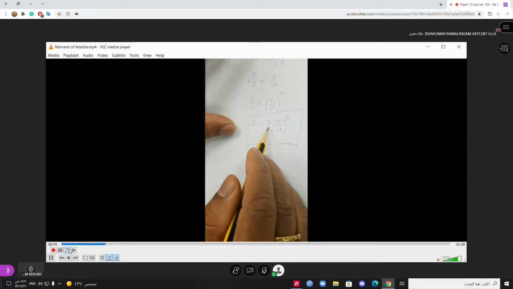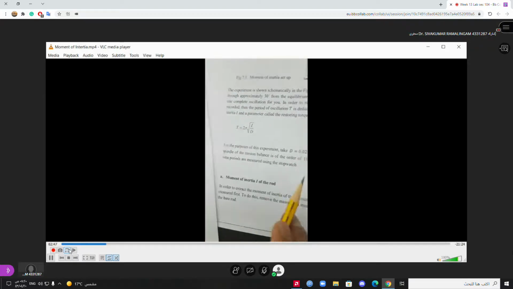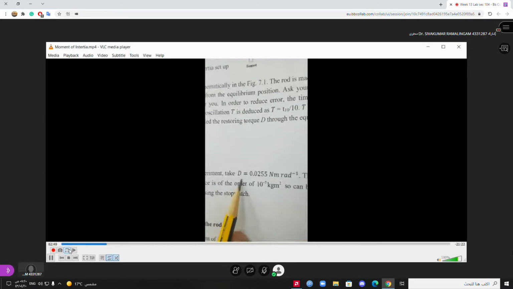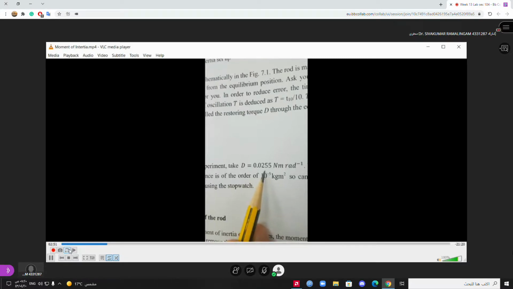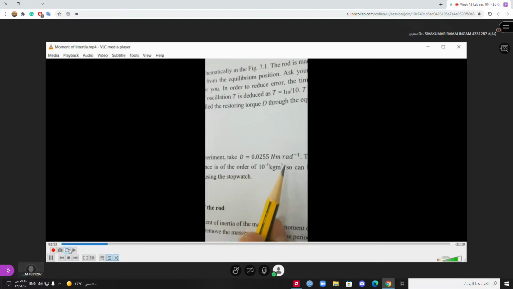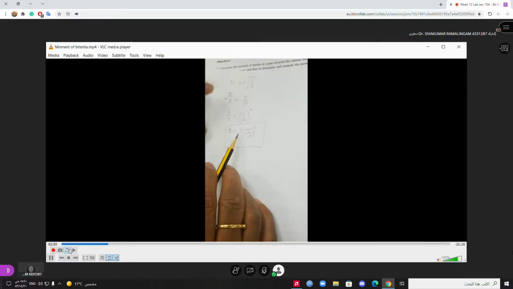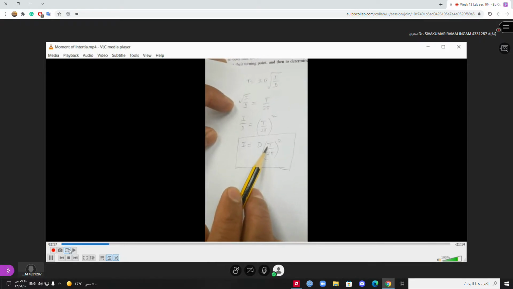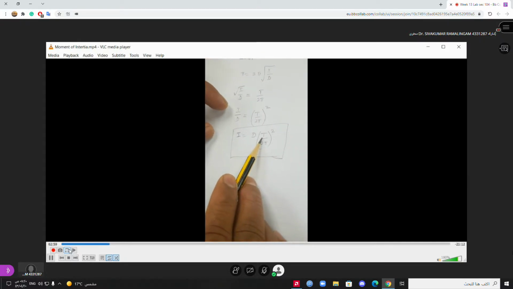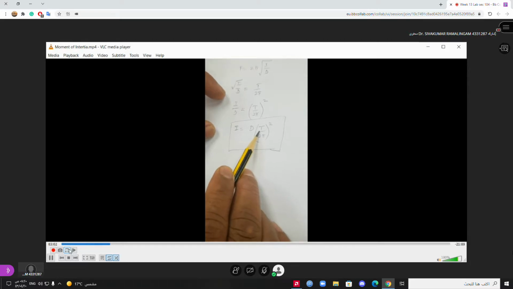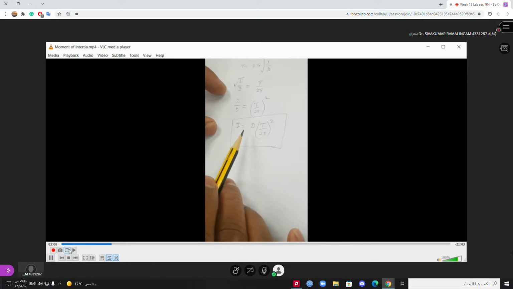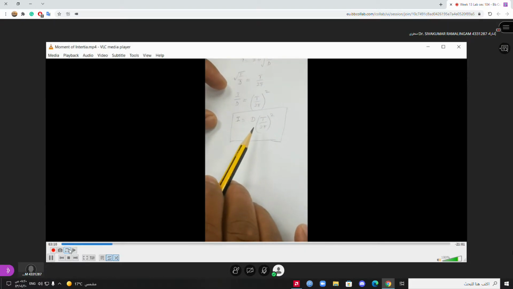D is the spring constant. The constant of the spring is given here, 0.0255 newton meter per rad, and I'm going to substitute this value here. T is the time period, which I'm going to measure in our experiment. The time period divided by 2 pi; 2 pi is a constant, you know it. I'm going to calculate the moment of inertia of the object by using this formula.